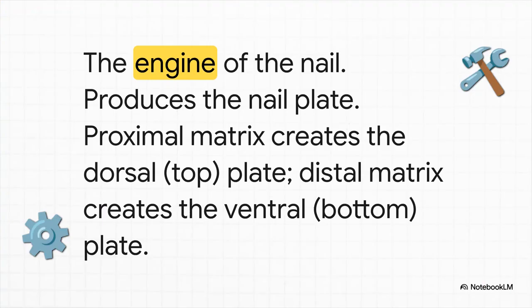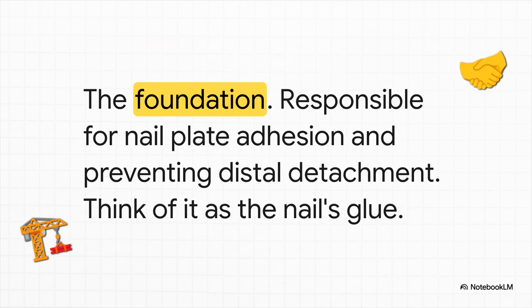So, the matrix. It's the engine, right? But notice the clear division of labor here. The proximal part, the bit further back, creates the top layer of the nail plate. The distal matrix, which you can see as the lunula, creates the bottom layer. This distinction is absolutely fundamental. It's the reason why pitting originates from a proximal matrix issue, while something like true leukonychia comes from a problem in the distal matrix.